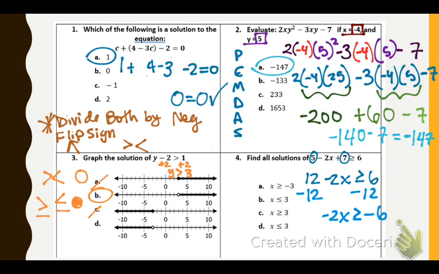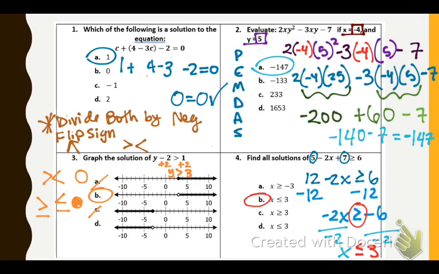What do we do to finish solving for x? Divide by negative 2. But when we divide by this negative, we got to flip. And what's negative 6 divided by negative 2? 3. So, what letter is that? It's B. So if you notice, 1 and 2, what were both of their answers?